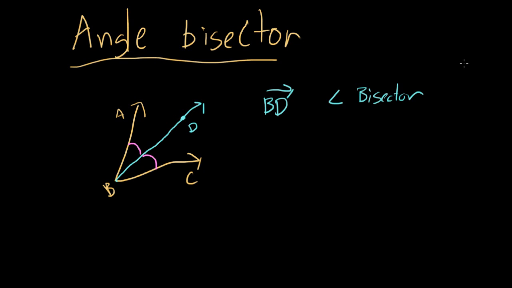So often you'll have something like 4x plus 2 and 6x minus 7, and you'll be told to solve for x. Well, that's easy because it's an angle bisector, which means that these 2 things are the same, so you just set them equal. And that's basically it.